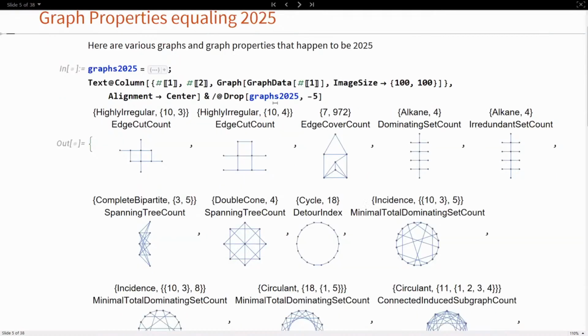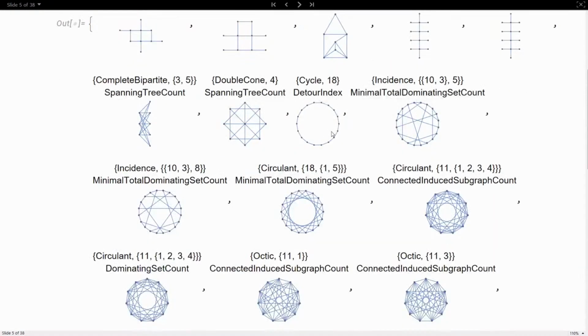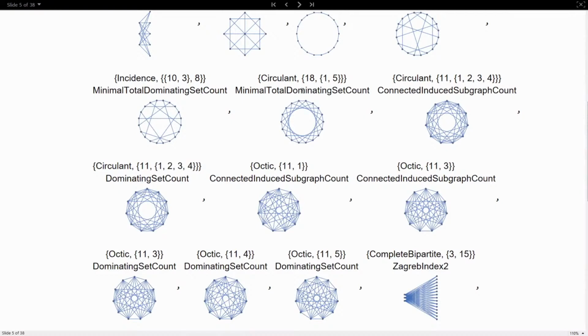There's also a lot of graphs that have graph properties that equal 2025. For example, the minimal total dominating set count of this graph is 2025. And if you'd like to take a look at these, there's going to be a community post sometime today that has all of this in it, in case you'd like to look at any of these more closely.